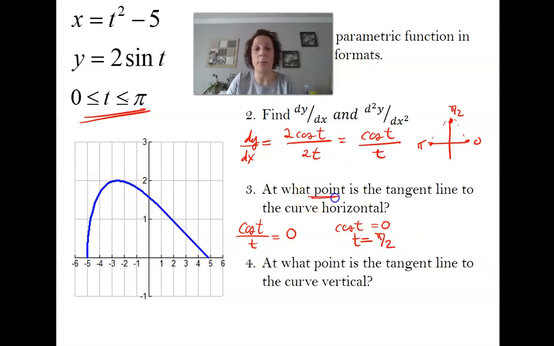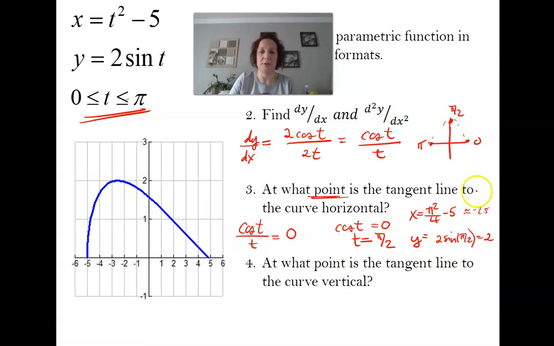Now, to find out what point that is, I've got to put my pi over 2 back up into here, right? So that's going to happen when x is equal to pi squared over 4 minus 5, which is around negative 2.5. And it's going to happen when y is equal to 2 sine pi over 2, which is just equal to 2. So if we go over here, around negative 2.5 up to 2, and look at that. Boom. Horizontal tangent line.